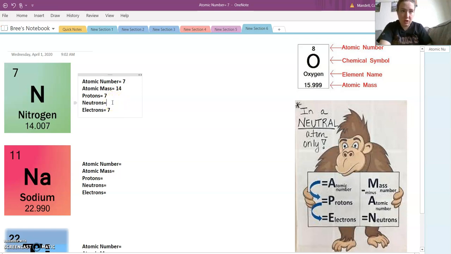Now, neutrons, this is where I actually have to do some math. So let's look over to the neutron side of the chart. MAN, mass number minus atomic number equals neutrons. So I've got the atomic mass, I've got the atomic number. I can do 14 minus 7 equals 7 for my answer. So you can have the same number of protons, neutrons, and electrons. That won't be true in every atom, but it will be true sometimes.